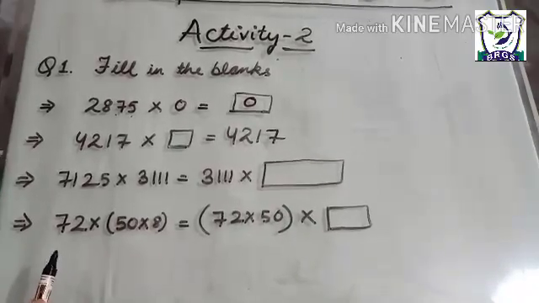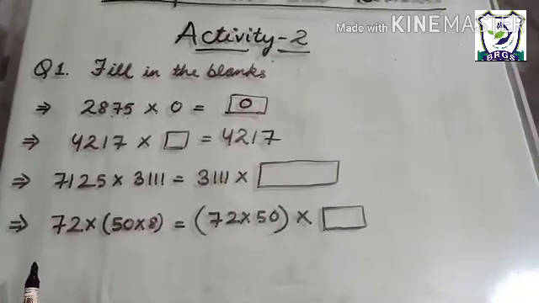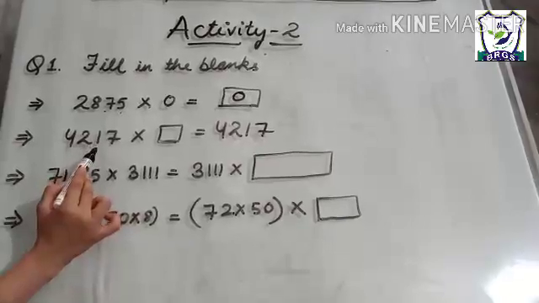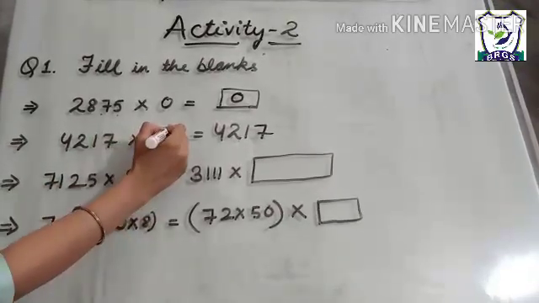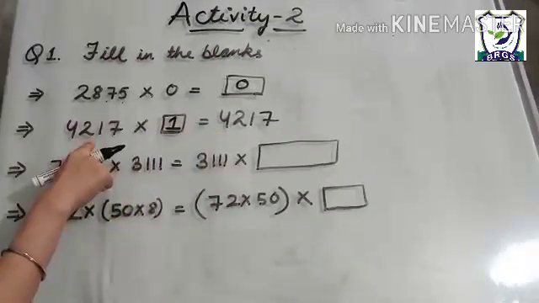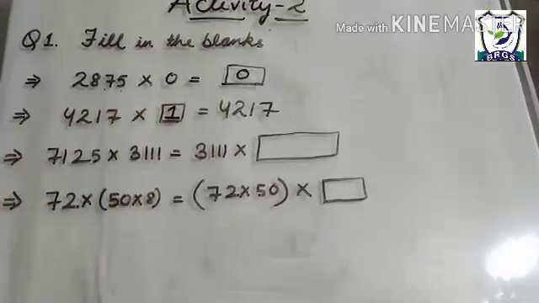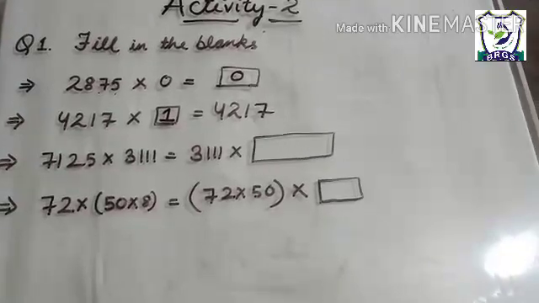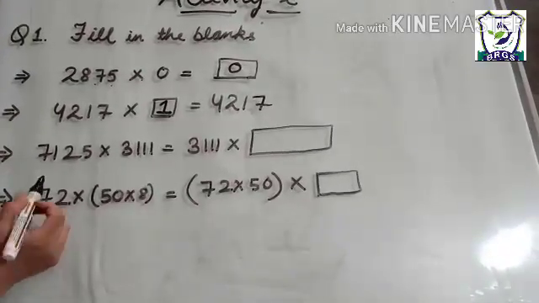Next one, it is the 1 property of multiplication. It means if a number is multiplied by 1, the product is equal to that number, the same number. This is your 1 property of multiplication. Come to your next one.